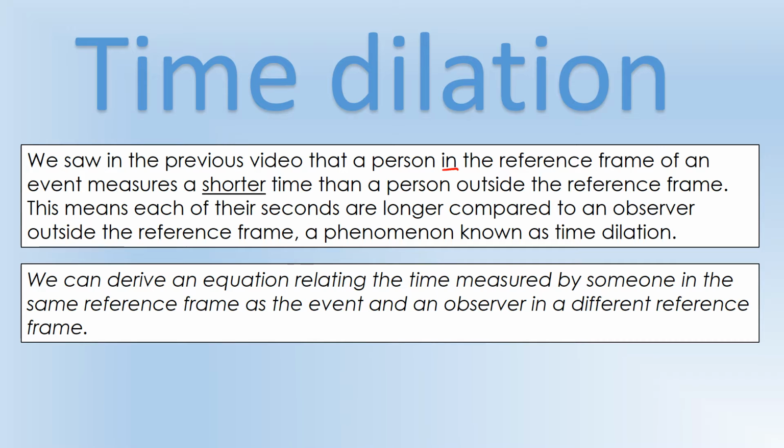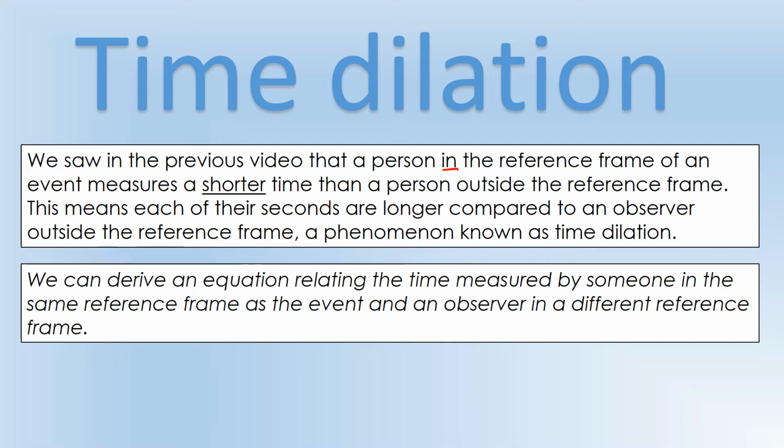So what that means is if you're in the reference frame of the event, your seconds are longer. One second for you is a longer period of time than one second for the observer outside the reference frame. And we call that phenomenon time dilation. Okay, so that's what it really means.